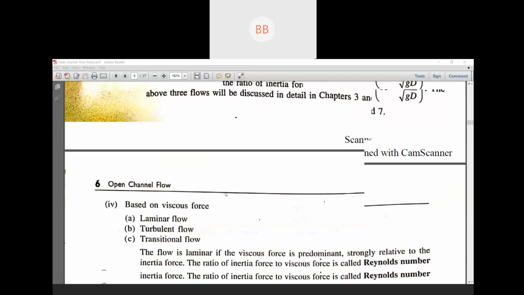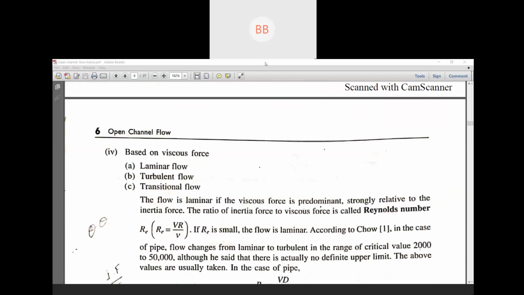Next is based on viscous force. These things you have already studied, so we are not going to discuss them again. Laminar flow and turbulent flow you have already studied. We are not going to waste time discussing this again and again. Supercritical, subcritical, and critical flow are based on your Froude number, and laminar, turbulent, and transitional flow are based on your Reynolds number.